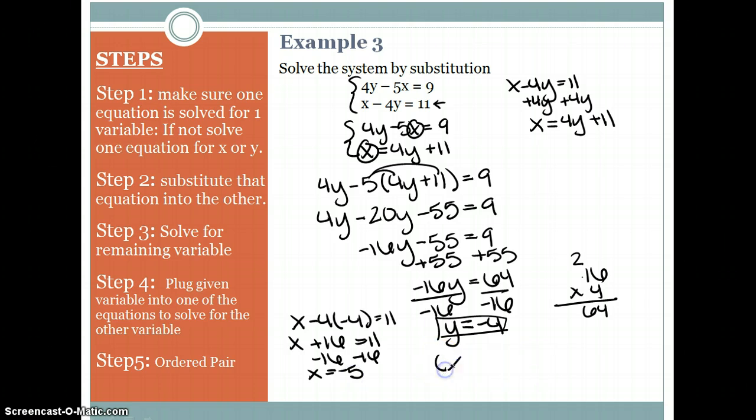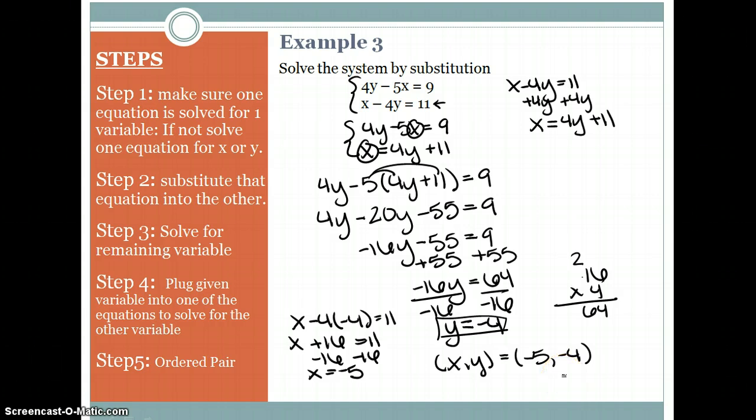Therefore, our final solution, again written as an ordered pair, is (x, y) equals negative 5 comma negative 4. You can again plug that in and double check to make sure everything works out. If you plug in negative 5 into the first one, you get negative 5 plus 16, which would be 11. If you plug it into the second one, you're going to get negative 16 plus 25, which is 9. So it does work out for both.